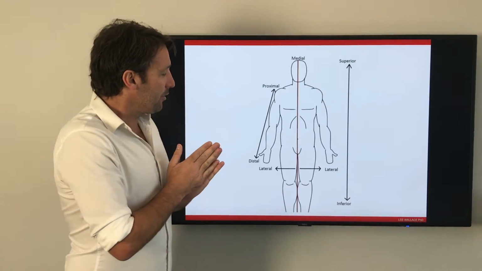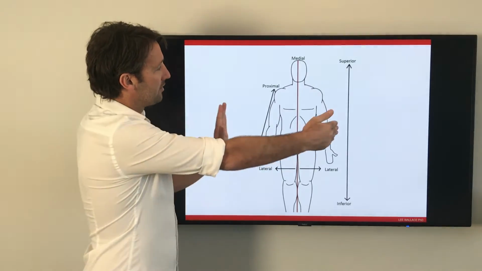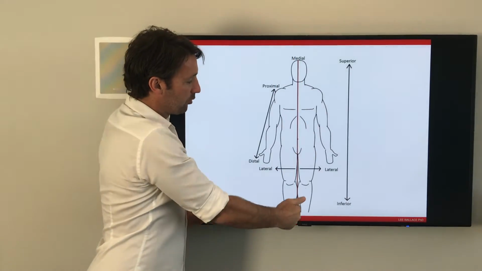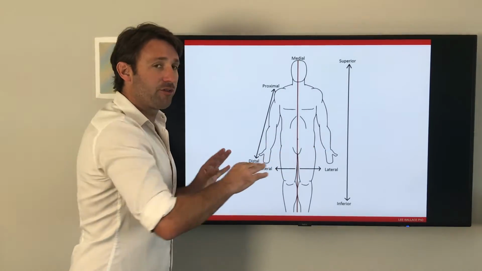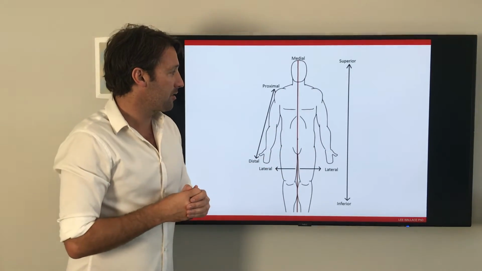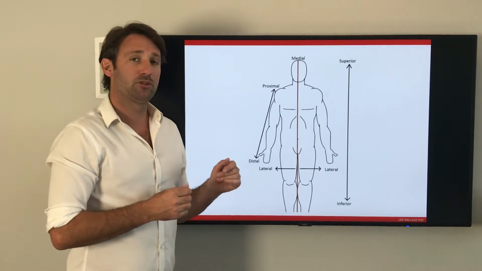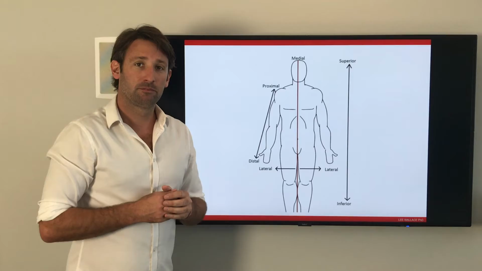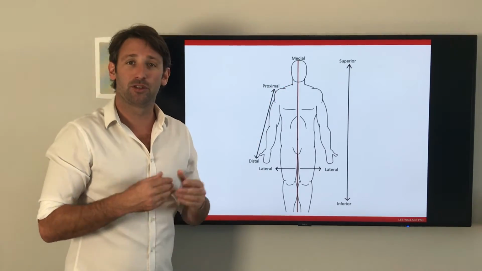Then we've got medial and lateral. Medial meaning closer to the medial plane or center line of the body. So we see the medial line straight down the middle. Anything closer to that is medial, anything further from that is lateral. So we might say that the belly button is medial to the nipple. You might also say that the ears are lateral to the nose.